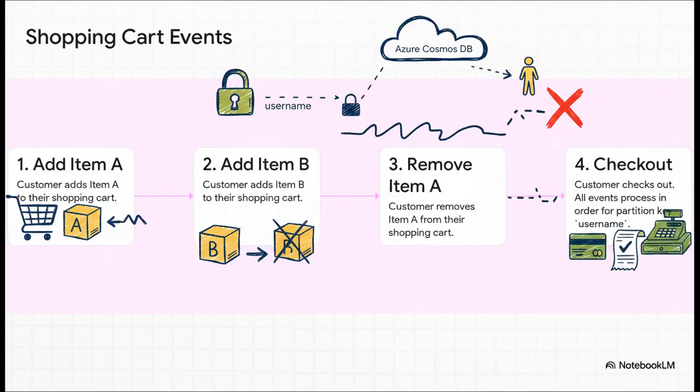Just look at this shopping cart example. By setting the partition key to username, we guarantee that all the events for any single user get processed in the exact order they happened. Add item A, then add item B, then remove item A, and then check out. Can you imagine if the checkout event got processed before the remove item event? The customer would be charged for something they didn't even want. The partition key is what makes all of that logic work correctly.